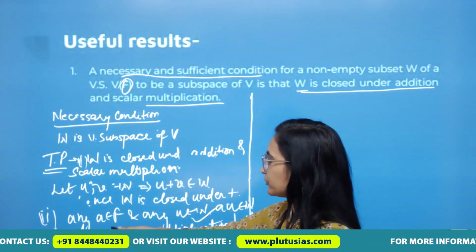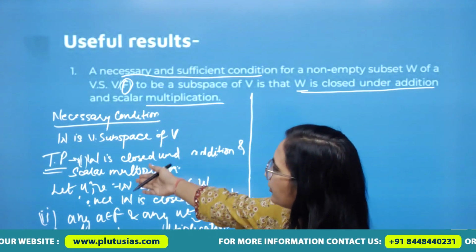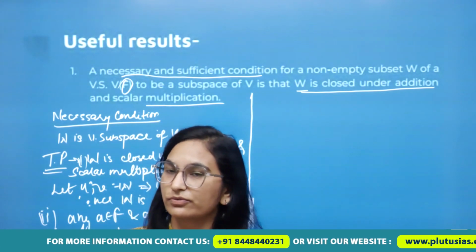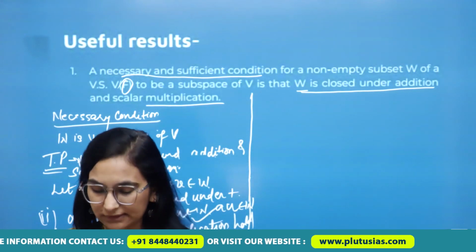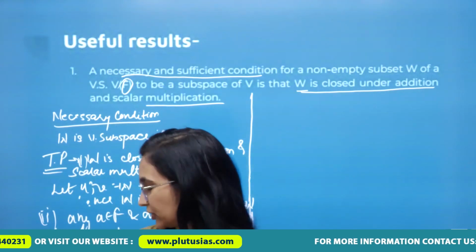So we have proved that it is closed under scalar multiplication also. So we have proved the necessary condition: we have taken W is a subspace of V, and we have proved that it is closed under scalar multiplication and vector addition.